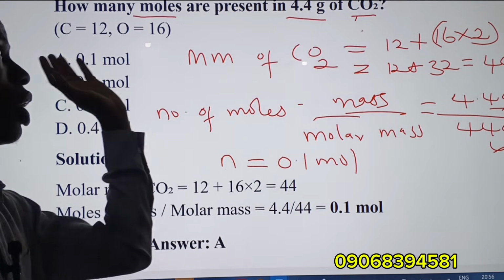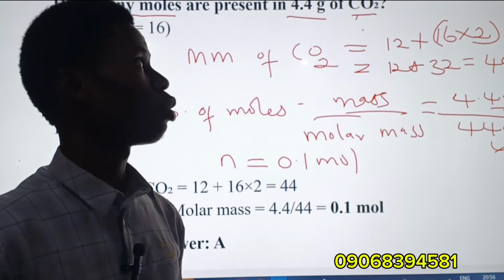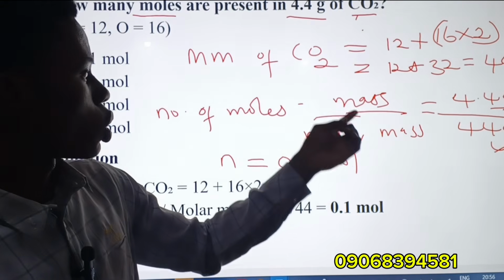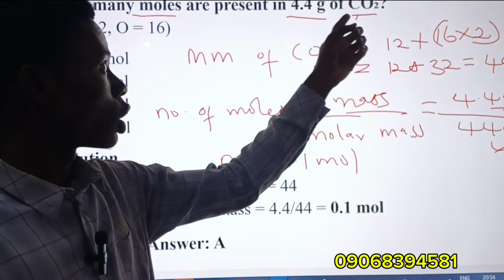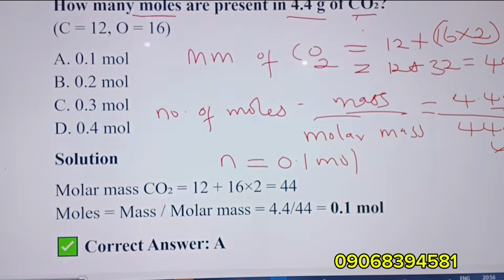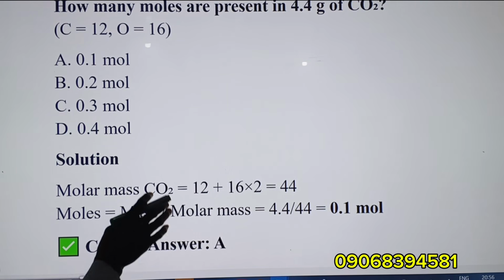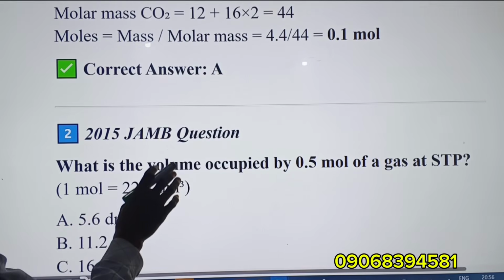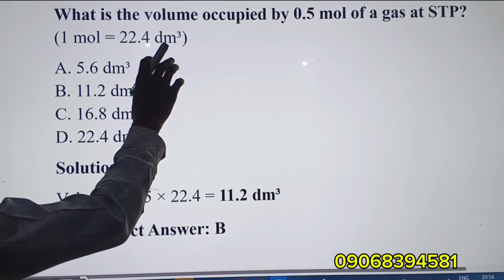So basically, anytime you're given something like this, just note the formula: number of moles is equal to mass over molar mass. Since we're given mass in the question, you need to calculate the molar mass of the compound, then you can get it right. So that's option A. That was a 2017 JAMB Pass question. Alright, let's see what number 2 is up to. Number 2 is a 2015 JAMB Pass question.